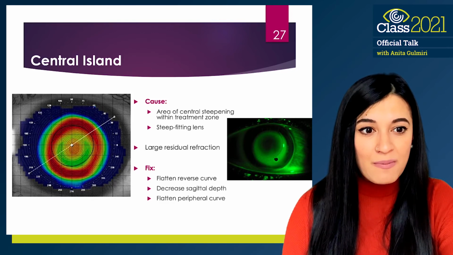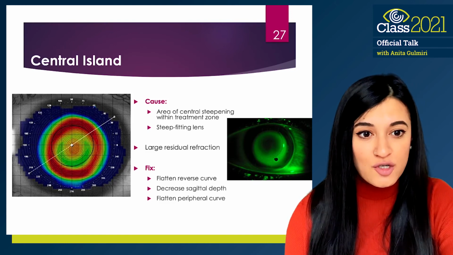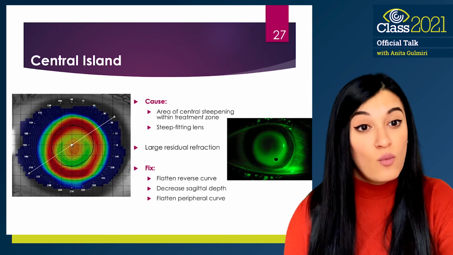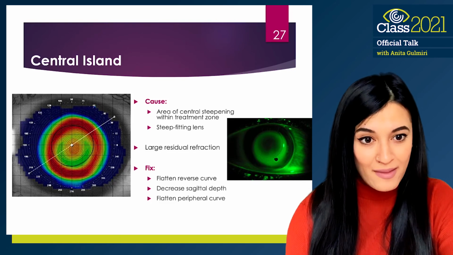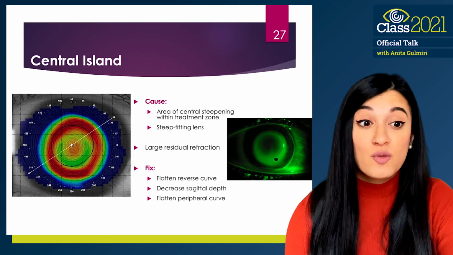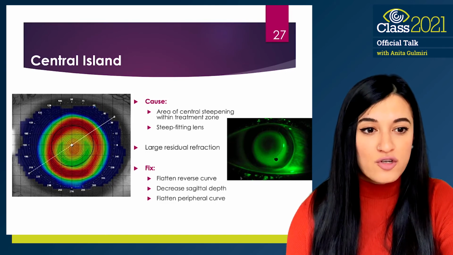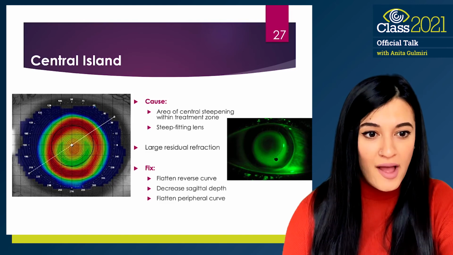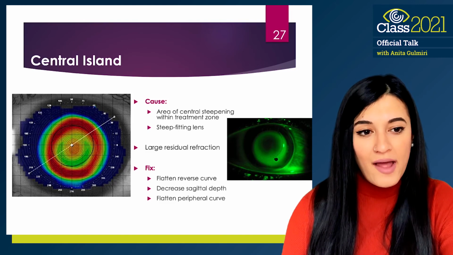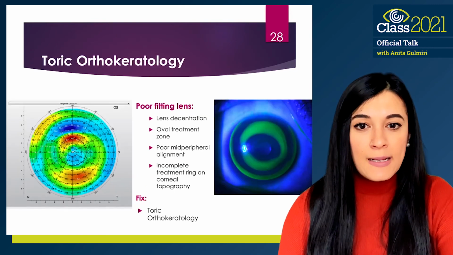Sometimes it's important to keep in mind that when you're first initiating your treatment, you may see a few of these central islands, but they will resolve within 1 to 2 weeks. So sometimes you can just wait them out. But if these are persistent, that just means that you have too much vaulting over the apex and that you'll want to flatten the reverse curve and decrease that sagittal height. And you may need to flatten your peripheral curves as well if you don't have enough edge lift.